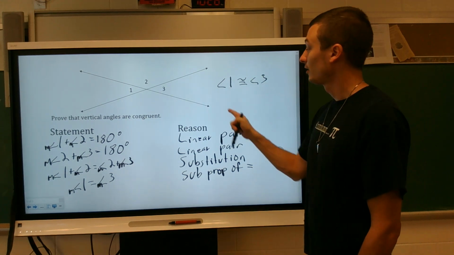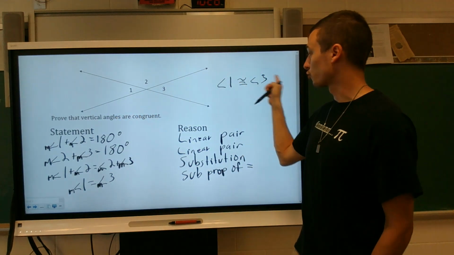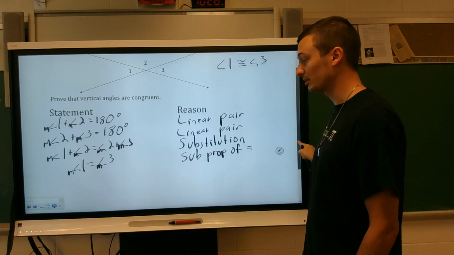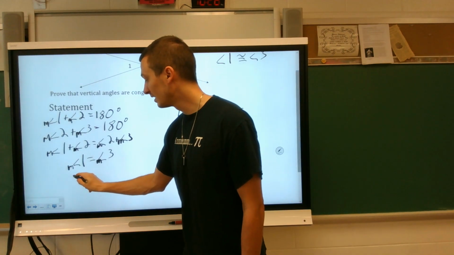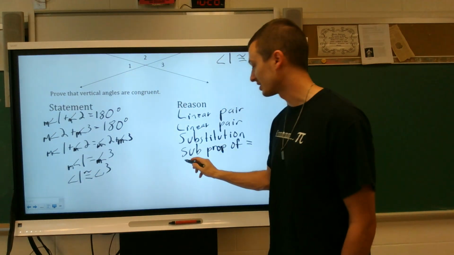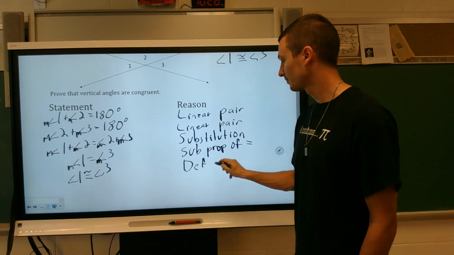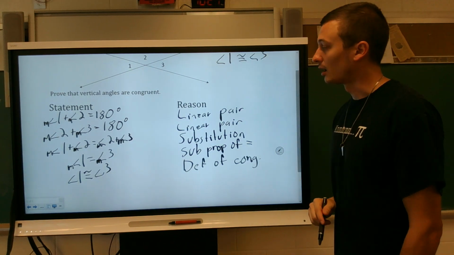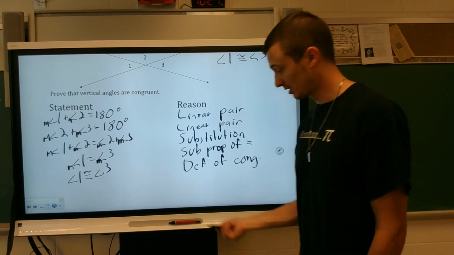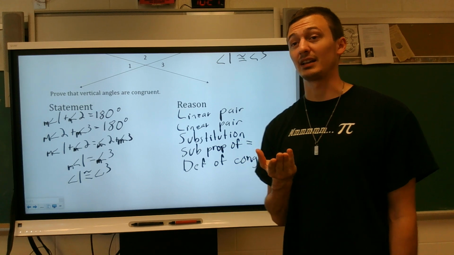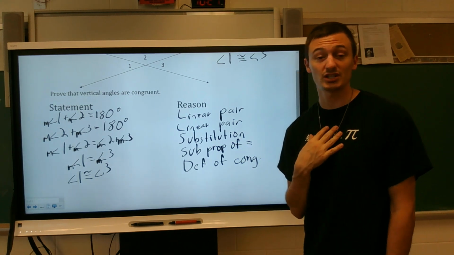Now, because we want angles to be congruent, we don't want the measures to be equal, we want the angles to be congruent, there's one more step, which would be that angle 1 is congruent to angle 3, and that's just the definition of congruence. And that's proofs. Proofs can be frustrating at times, and really they are for me. It just takes a lot of practice.